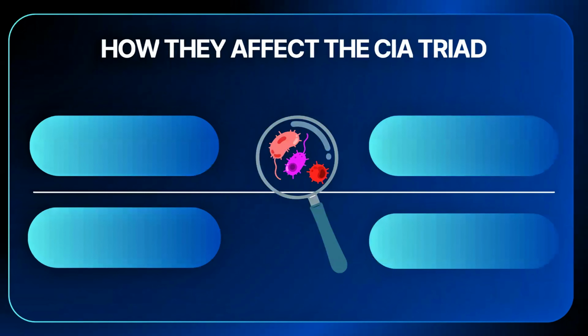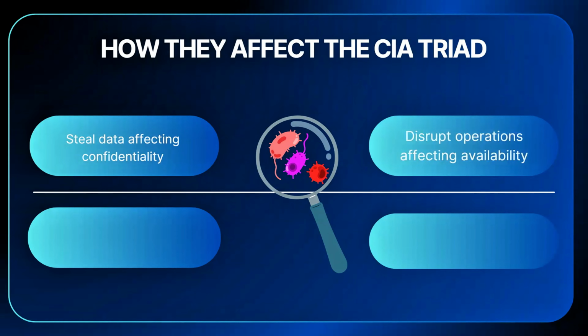Now, let's consider how they affect the CIA triad, which are confidentiality, integrity, and availability. All the three malware types impact our core security principles. One, they can steal data, and that is affecting confidentiality. Two, they can modify systems, and that is affecting integrity. Three, they can disrupt operations, and that's affecting availability, and their impacts often overlap.